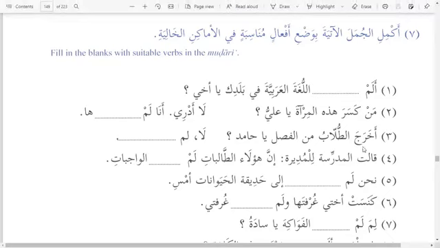Number 3. أخرج الطلاب من الفصل يا حامد؟ Did the students leave the classroom, O Hamid? لا، لم يخرجوا. الطلاب يخرجون، والطلاب لم يخرجوا. Yes, the students didn't leave.